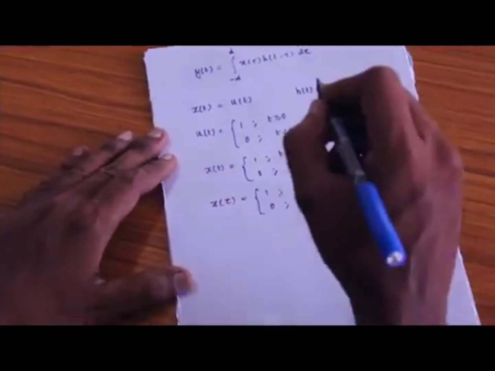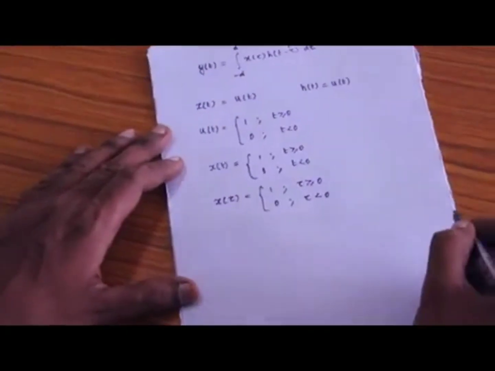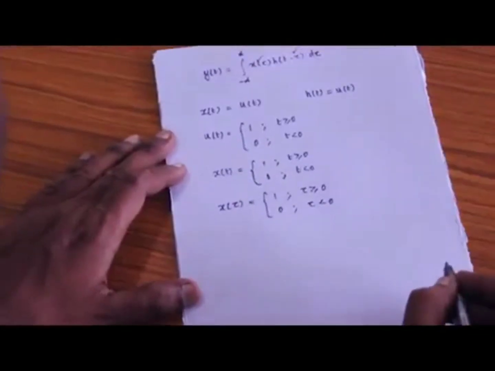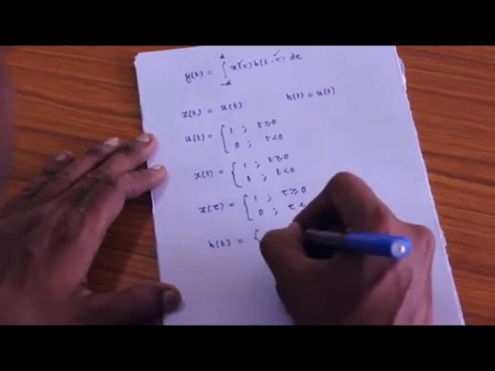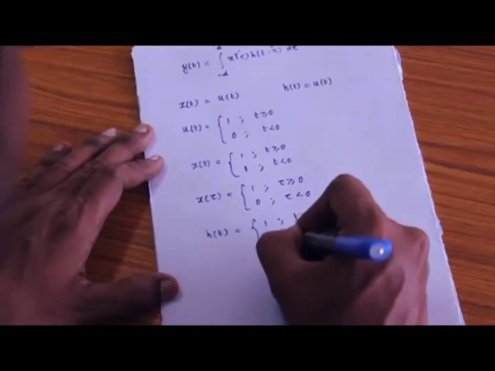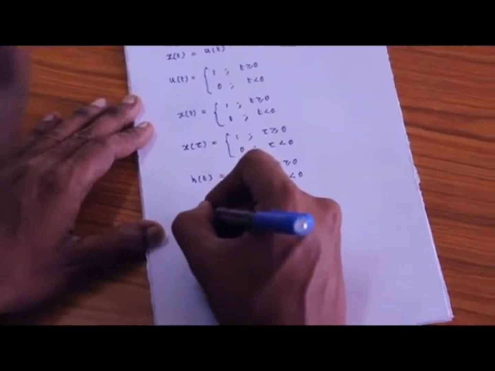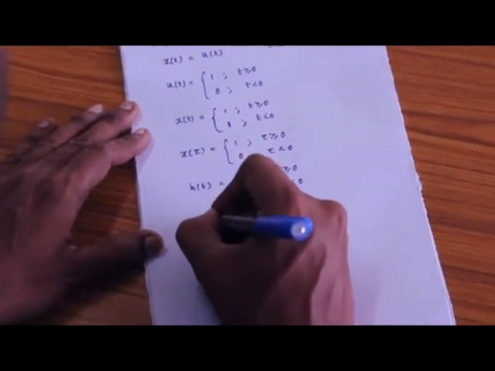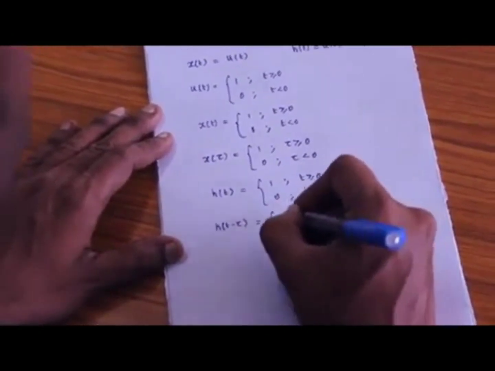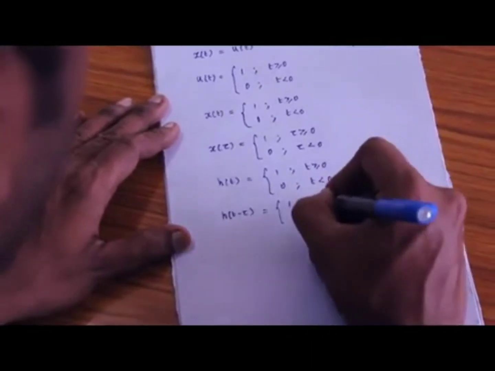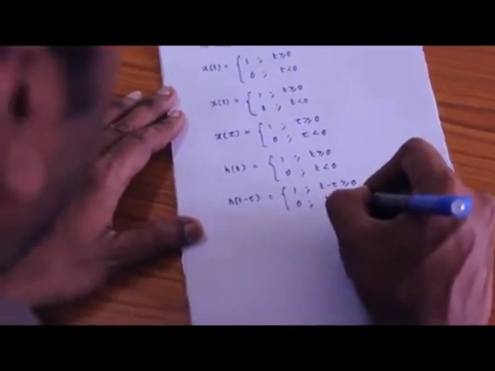In similar fashion, h of t minus tau has to be determined. Now x of tau is over. Now we want to find h of t minus tau. First, write what is h of t? It is the unit step function, so 1 for t greater than or equal to 0 and 0 for t less than 0. Now we want to find h of t minus tau. Students, is it understandable? Hope it is clear. So h of t minus tau is equal to 1 for t minus tau greater than or equal to 0 and 0 for t minus tau less than 0.